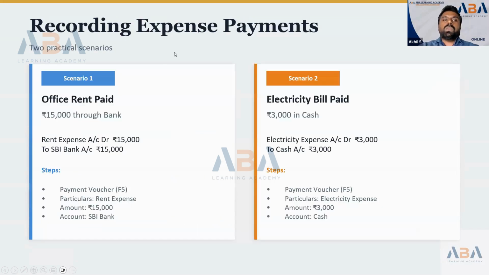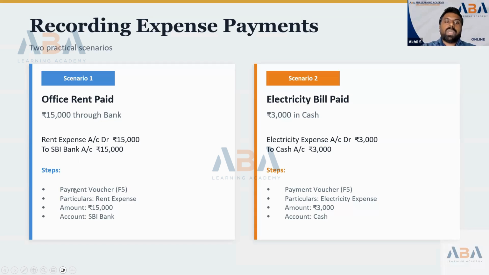Okay. So a few examples we can see, recording expense. If you want to record expense payments, these are the two practical scenarios which I have shown. The first one is office rent paid. We are making payment of rent. So 15,000 is paid through bank account. This is the journal entry: rent expense account debit 15,000 to SBI bank account 15,000. Let us see how this is posted using Tally. Before that, we can look at the steps.